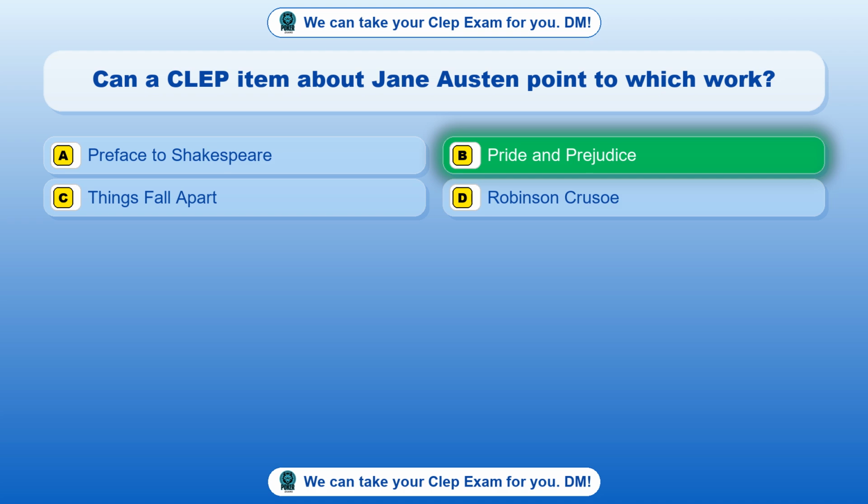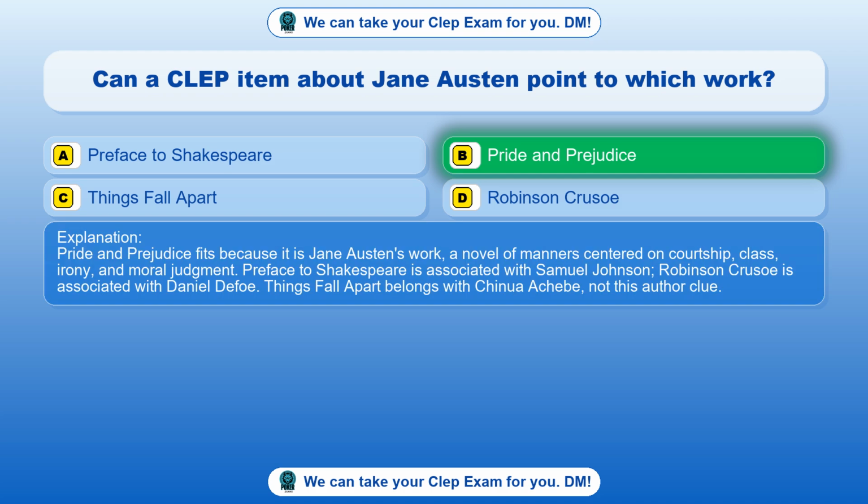Pride and Prejudice. Pride and Prejudice fits because it is Jane Austen's work, a novel of manners centered on courtship, class, irony, and moral judgment. Preface to Shakespeare is associated with Samuel Johnson. Robinson Crusoe is associated with Daniel Defoe. Things Fall Apart belongs with Chinua Achebe, not this author clue.